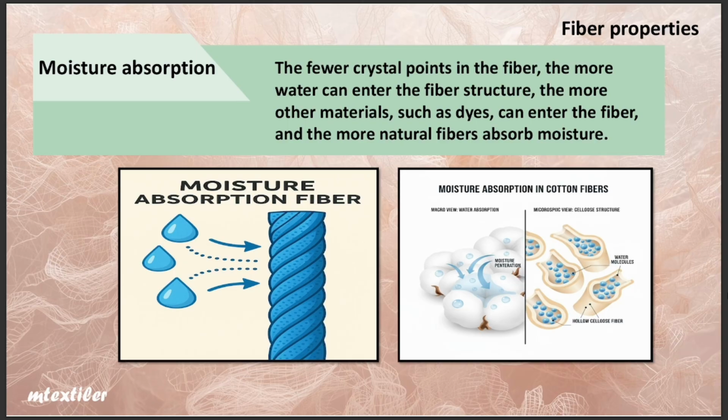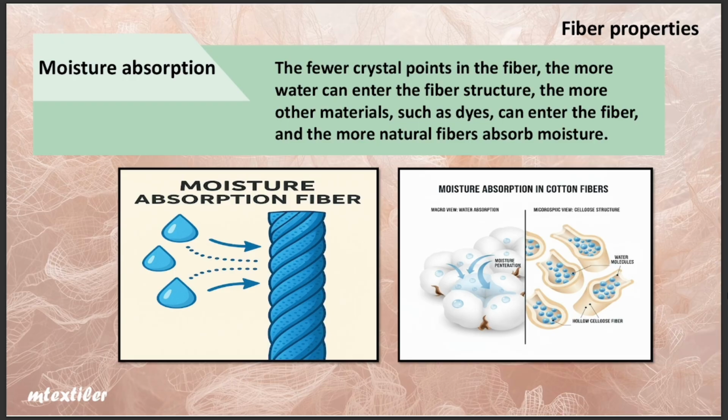The greater the proportion of amorphous regions in a fiber, the more water and other substances can penetrate the fiber's structure. For example, in cotton, the moisture conditions during cultivation and bale storage can even affect the weight of the sold shipment. Heavier in humid environments, lighter in dry environments.